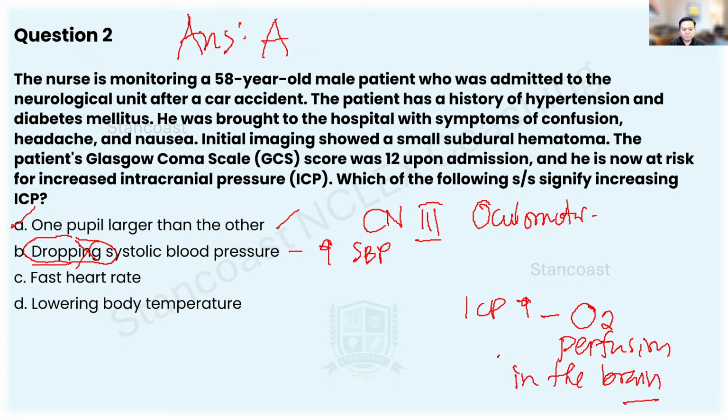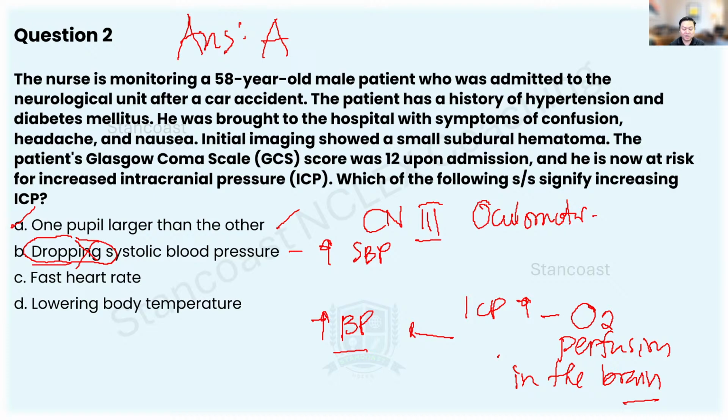The perfusion is impaired whenever there is an ICP increase. So the compensatory mechanism by the body is to cause the elevation of the systolic blood pressure. This is an attempt by the body to maintain perfusion to the brain tissue, and that is why there is elevation of the blood pressure, okay? That's the initial compensatory mechanism.